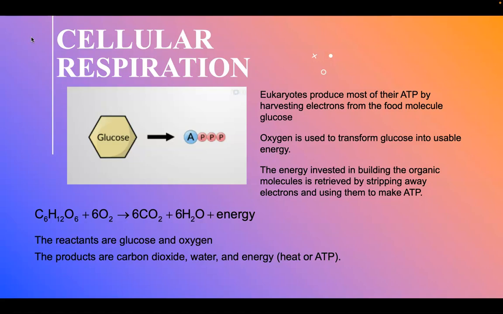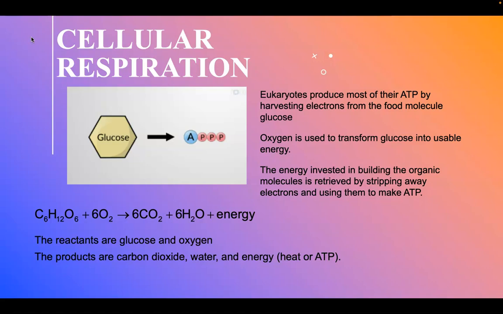So, in cellular respiration, which we talked about a lot in chapter 7, we discussed how eukaryotes produce most of their ATP by harvesting electrons from the food molecule glucose. Oxygen is used to transform glucose into usable energy, and the energy invested in building the organic molecules is retrieved by stripping away electrons and using them to make ATP.